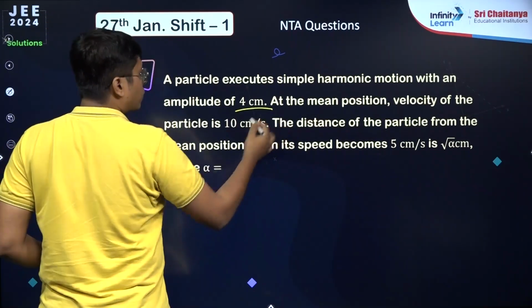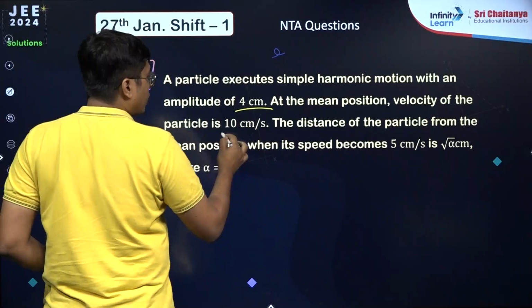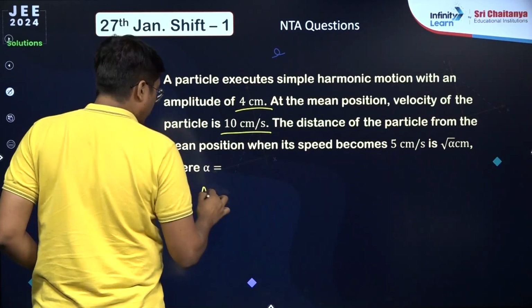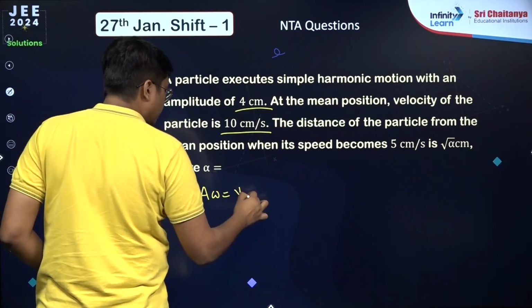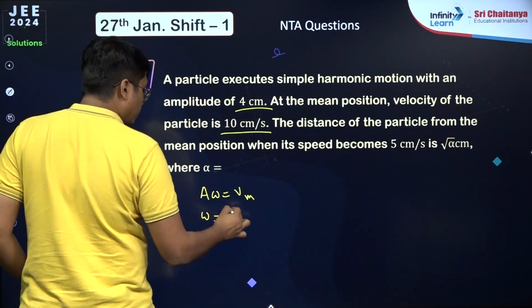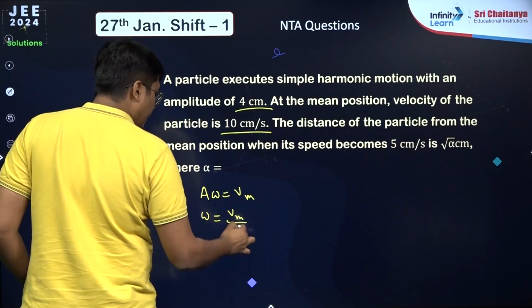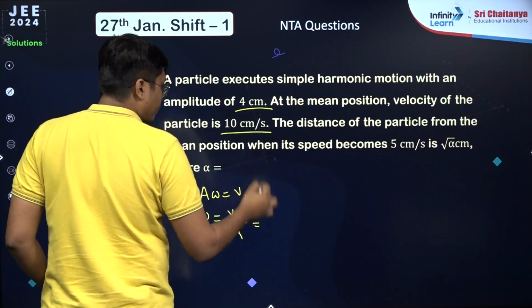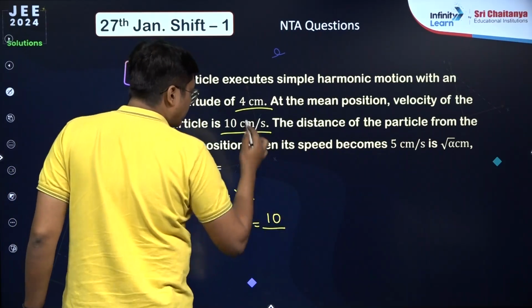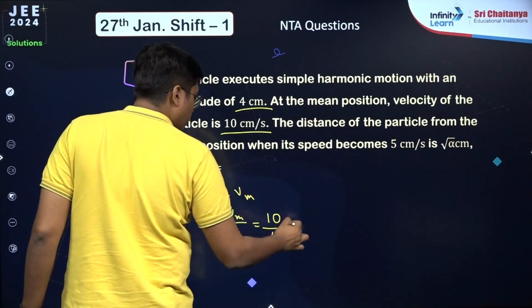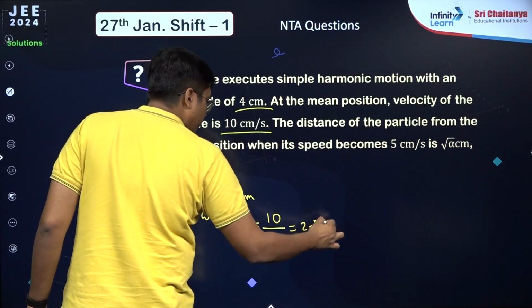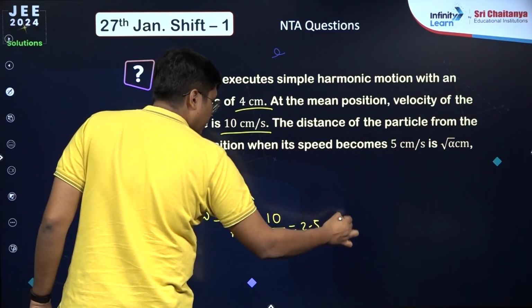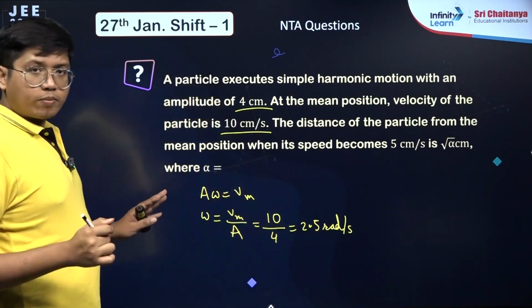The amplitude is 4 cm. Maximum velocity is 10 cm per second. Now we know A omega is equal to V max. So from there omega is equal to V max by A. Maximum velocity is 10 divided by the amplitude 4. So we get 2.5 radians per second. That is our omega.